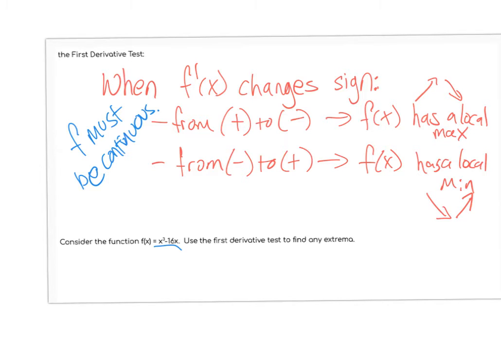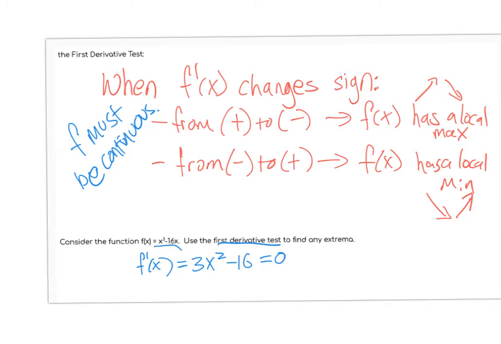All right, using this, we've got x cubed minus 16x. We're going to see this on the next page. I'm going to find f prime of x, which shouldn't be too scary for us, which is 3x squared minus 16. Cool. And the first derivative test to find any extrema means that we've got to figure out where this thing is equal to 0, because that's when we change sign.